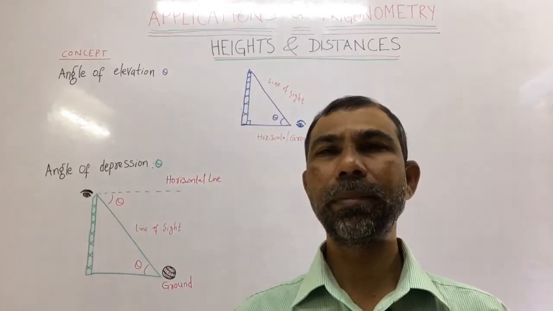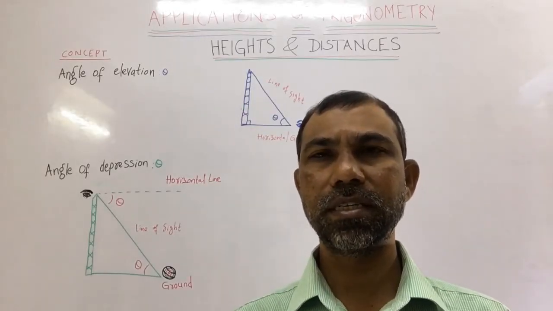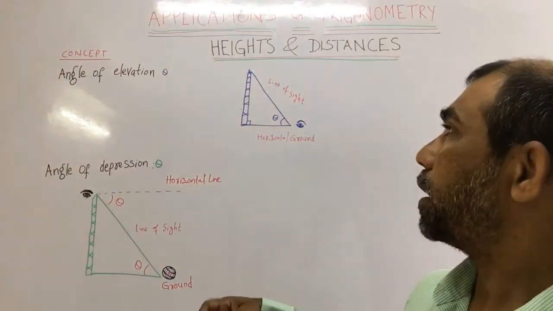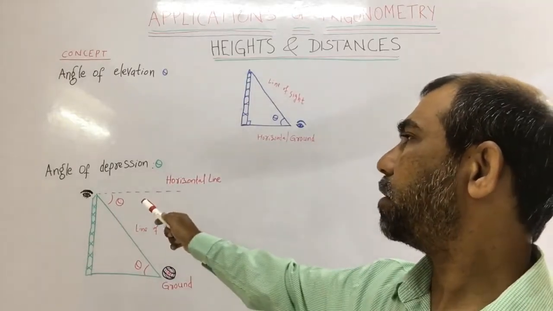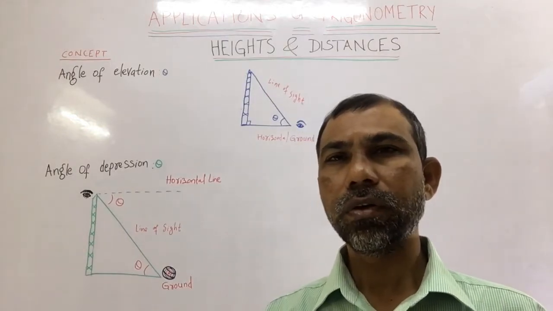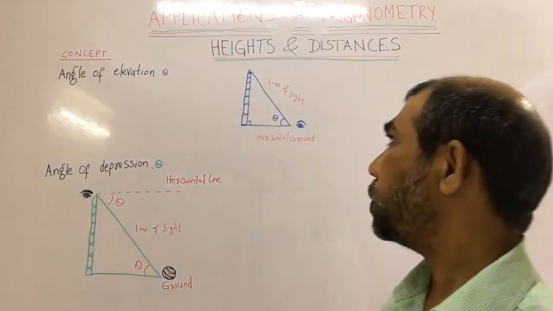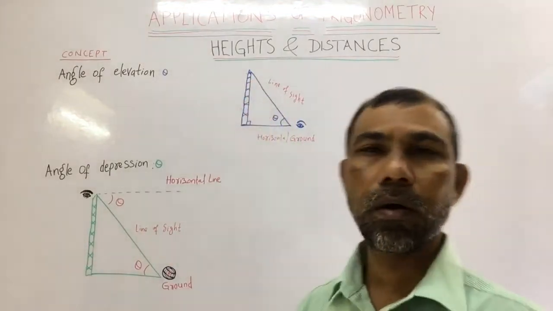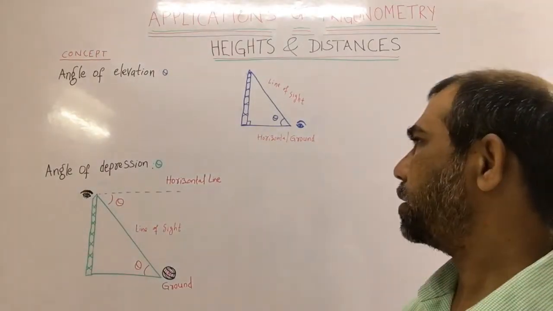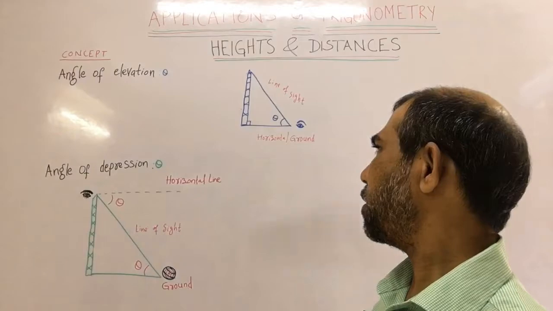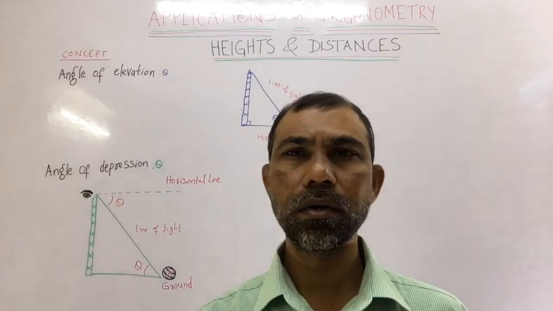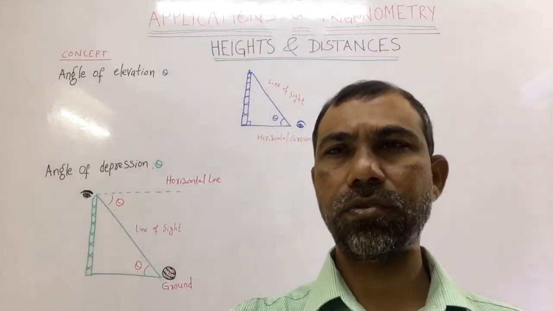In this video we will be discussing heights and distances. Let us see the meaning of what is angle of elevation and what is the meaning of angle of depression. Angle of elevation is the angle formed when you observe some point from the ground. The angle of depression is the angle with the horizontal when you are observing from the top of a tower or any other building, etc.